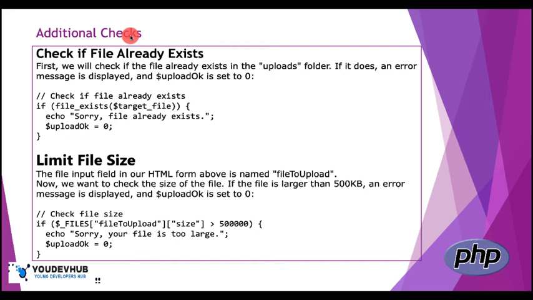If we want to upload a file, we can also check to see if the file exists or not. So now we have our file_exists, a function in PHP that checks if it exists in the folder or in the place you are going to. So now let's go back.